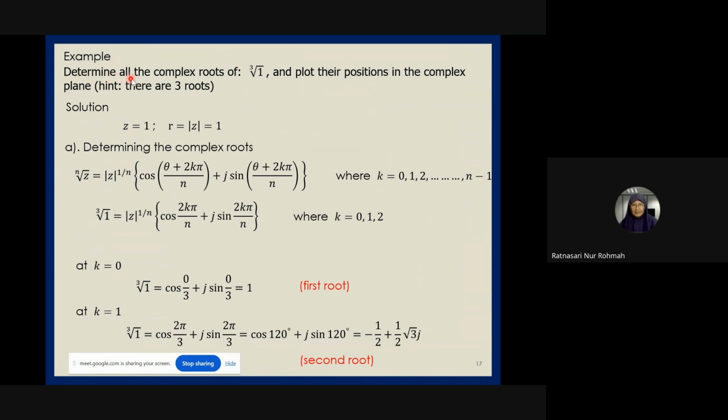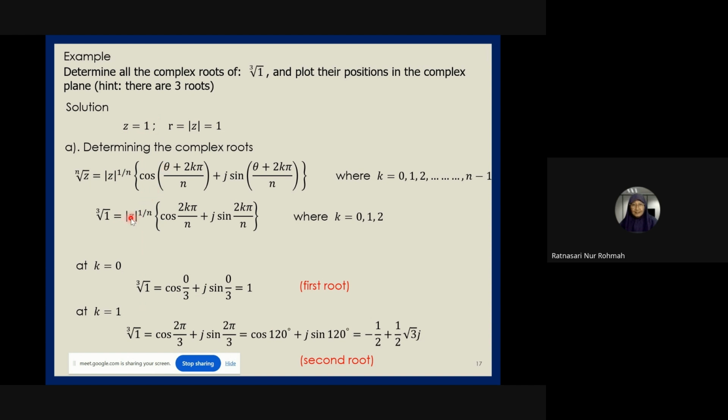Example: determine all the complex roots of the third root of 1 and plot their position in the complex plane. Of course, we will have 3 roots for this question. We use this formula to find the complex roots of a complex number. Our complex number is 1. Of course, the magnitude is 1. And because this complex number has no imaginary part, the angle theta is equal to 0.